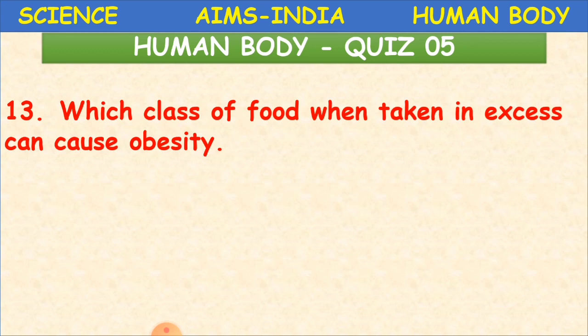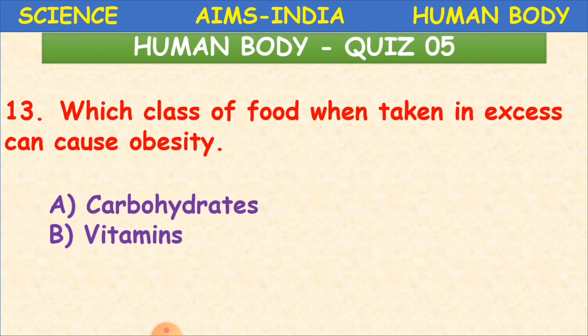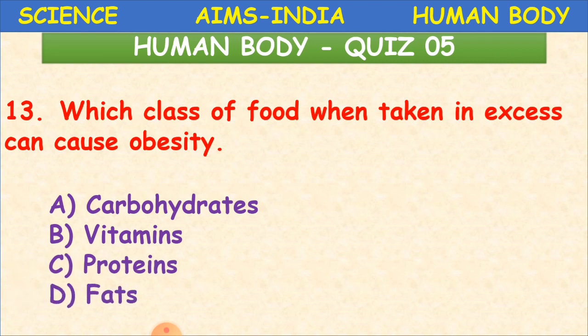The next question. Which class of food when taken in excess can cause obesity? So which type of food when taken in excess, more than needed, causes obesity? Which is that? Carbohydrates, vitamins, proteins and fats. So what is that, children? Fats. So obesity is nothing but fat, no? Becoming more fat than the usual weight, than the required weight. We call it obesity. In the sense, fats are also very important to our body, but we should not take them in excess quantity. So then you will get obesity.